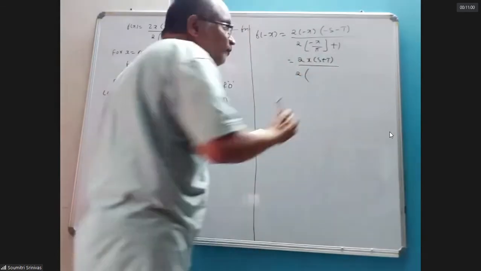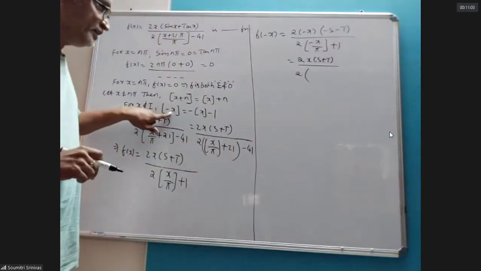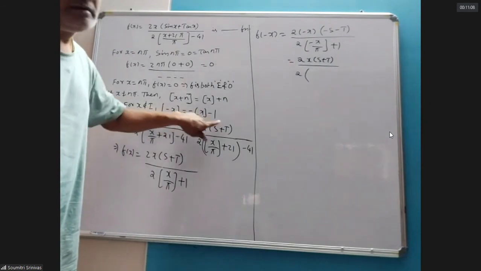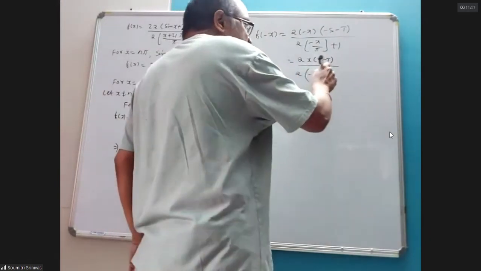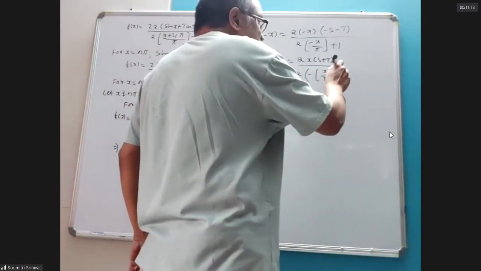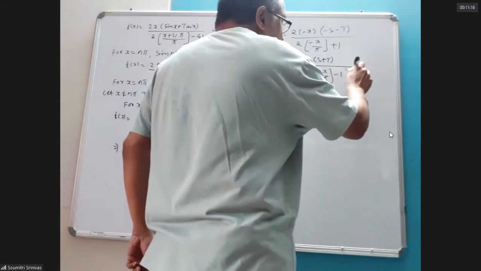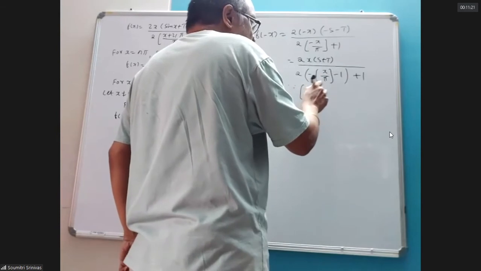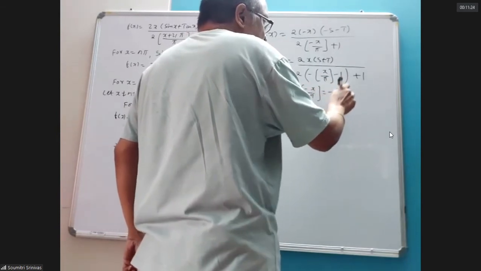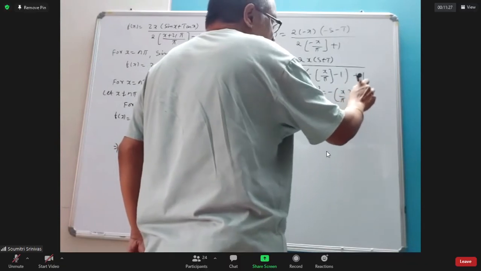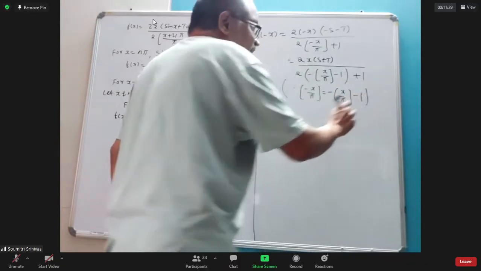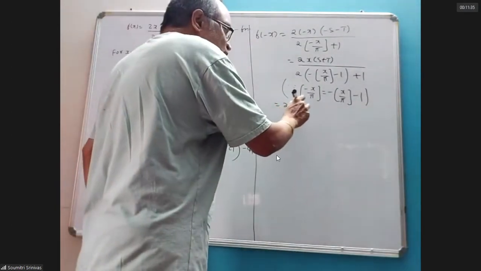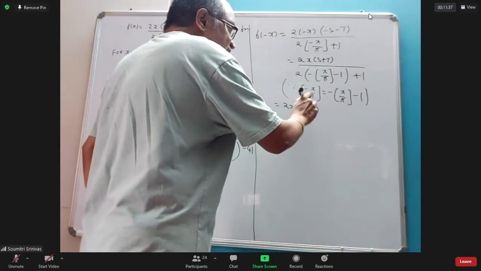Denominator 2 into, I'll use this property. What is step of minus x? Minus step of x minus 1. So minus step of x by pi minus 1 plus 1. The property I used: step of minus x by pi is equal to minus step of x by pi minus 1. Multiply by 2. Numerator 2x into sin x plus tan x.